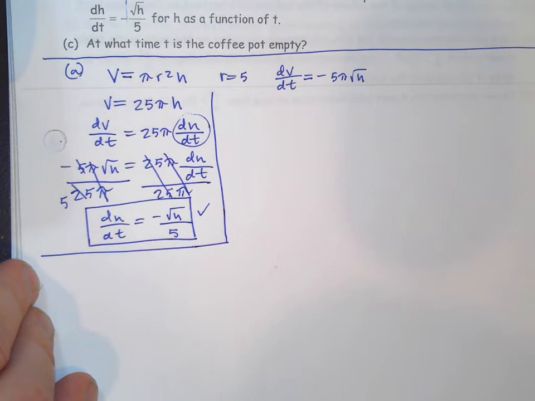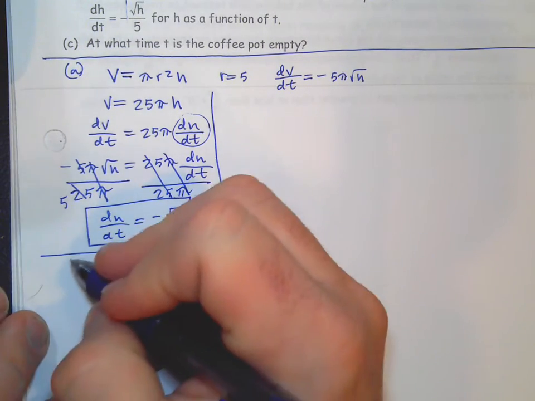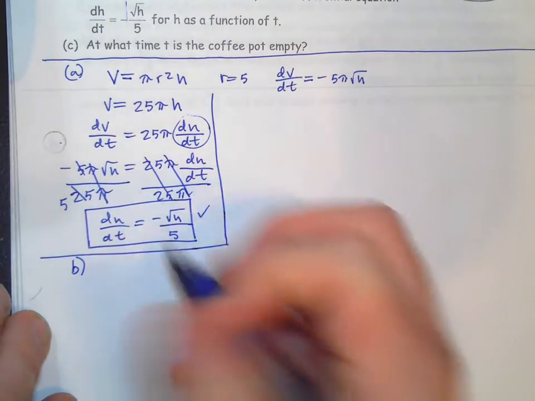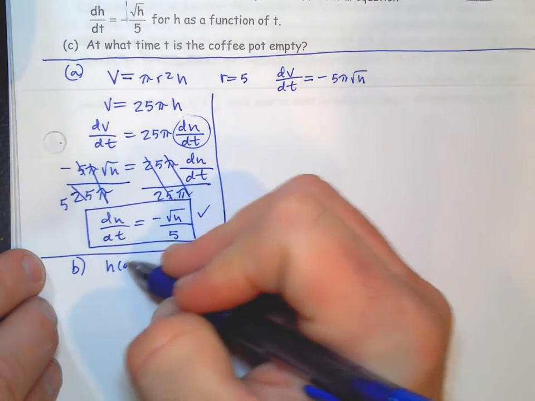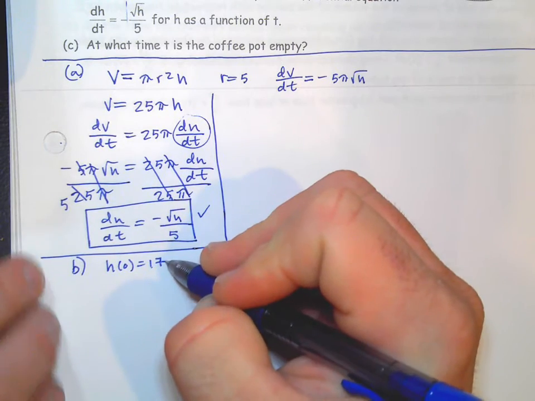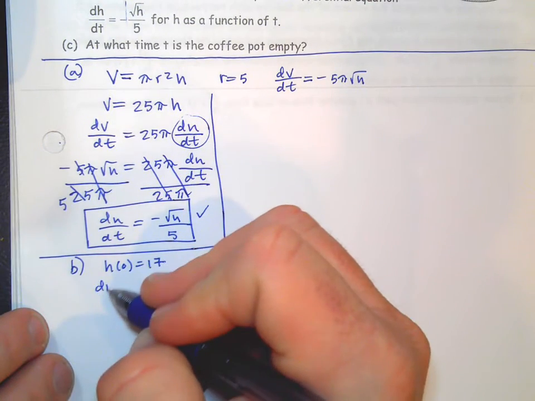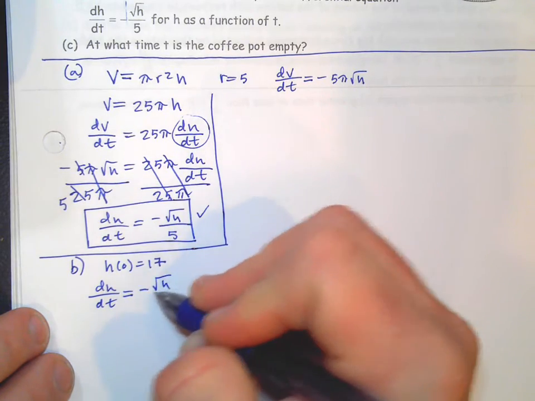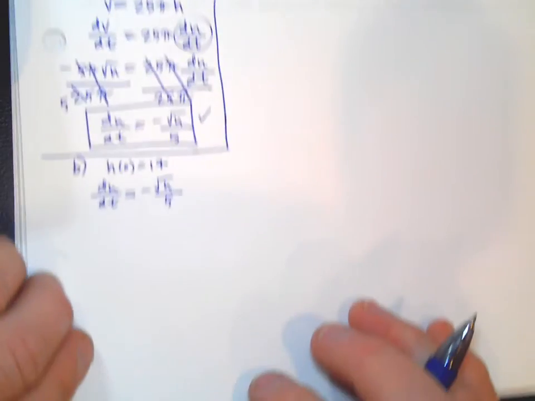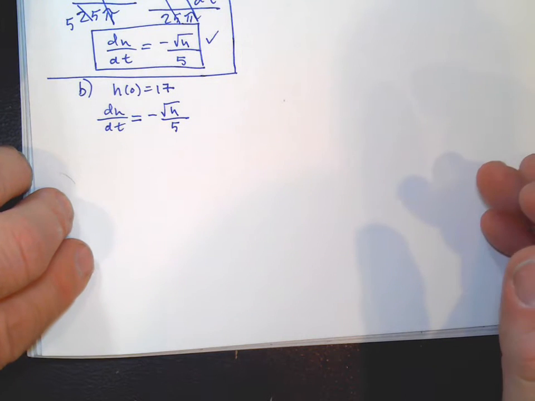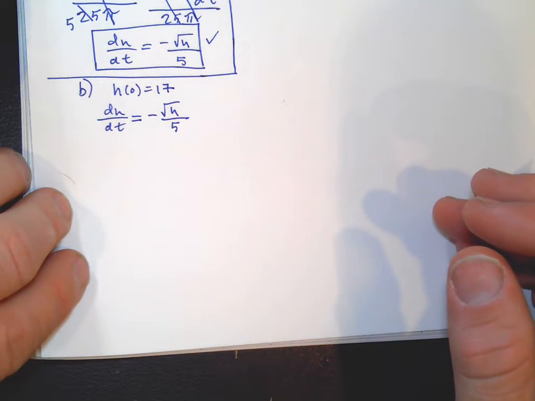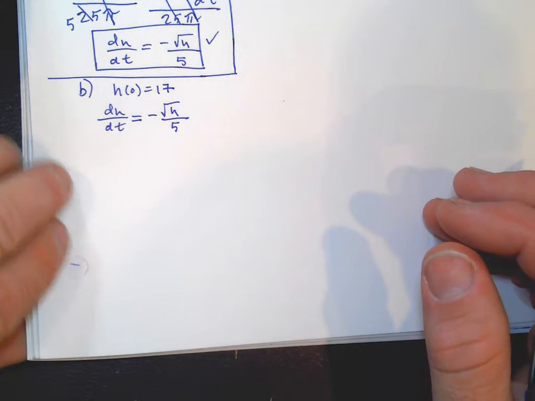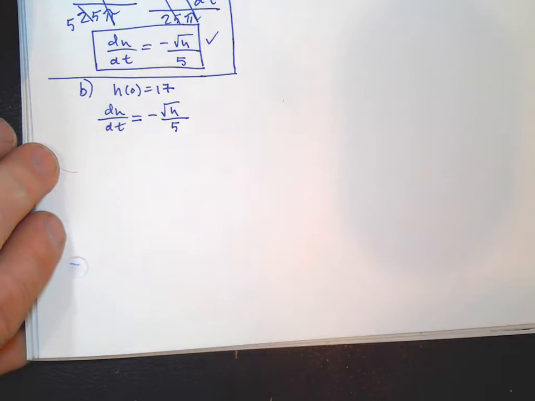Here you go. B says, given that h equals 17 at time 0, h0 equals 17, this initial condition, solve the differential equation dH/dt equals -square root of h over 5. This doesn't rely on part A. You could have skipped part B. This is less related rates, more differential equation.